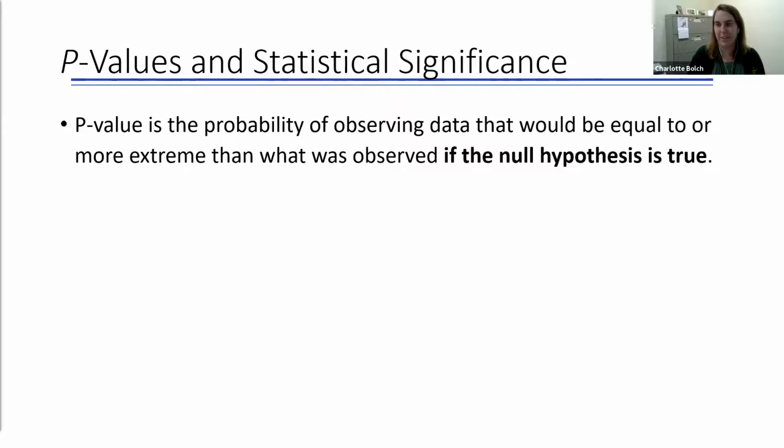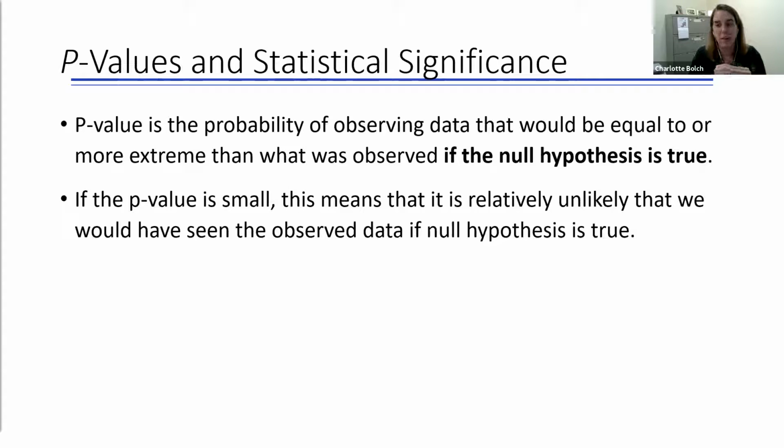So what is a p-value? This concept of a p-value can be confusing, but we'll go through multiple different definitions and then also talk about statistical and practical significance. So a p-value is just a probability calculation. We're observing data that would be equal to or more extreme than what was observed if the null hypothesis is true.